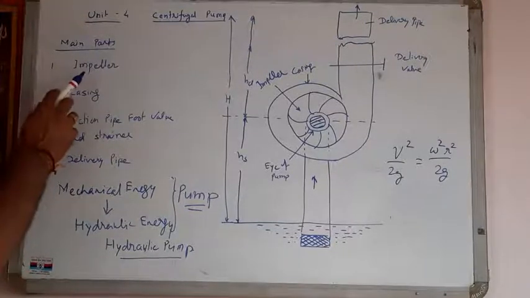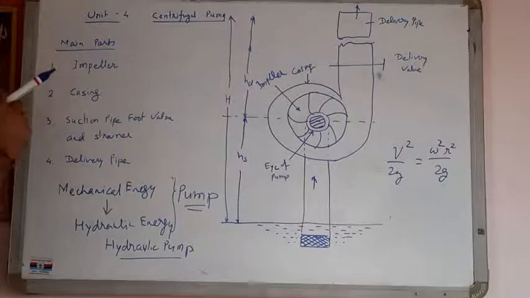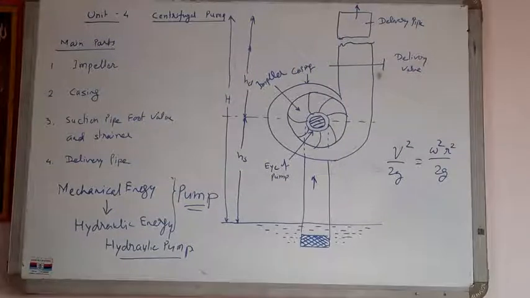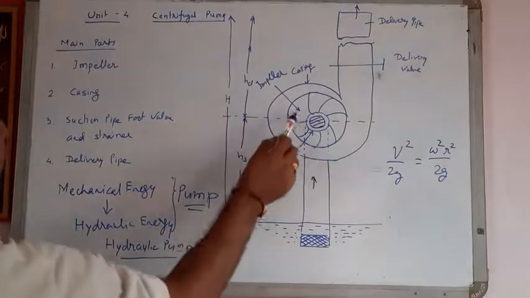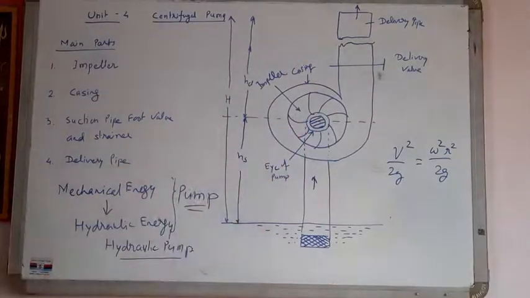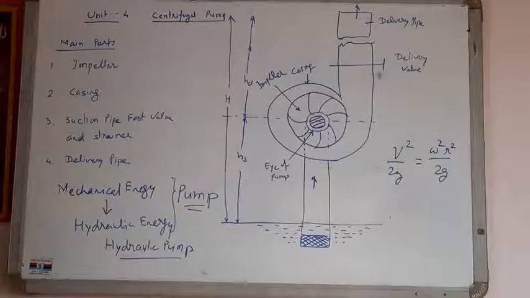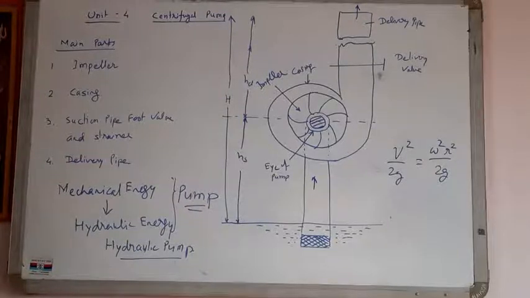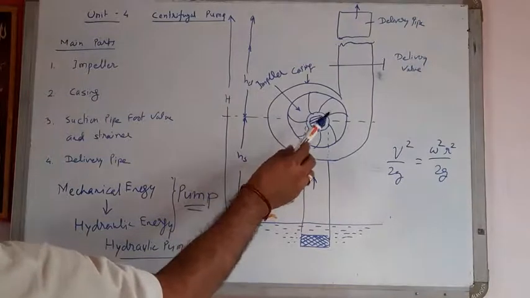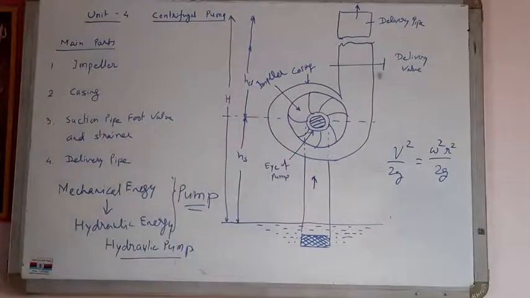Here are the main parts of the centrifugal pump: impeller, casing, suction pipe and delivery pipe. Impeller is the rotating part of the centrifugal pump. It consists of a series of backward curved vanes. The impeller is mounted on a shaft which is connected to the shaft of an electric motor.